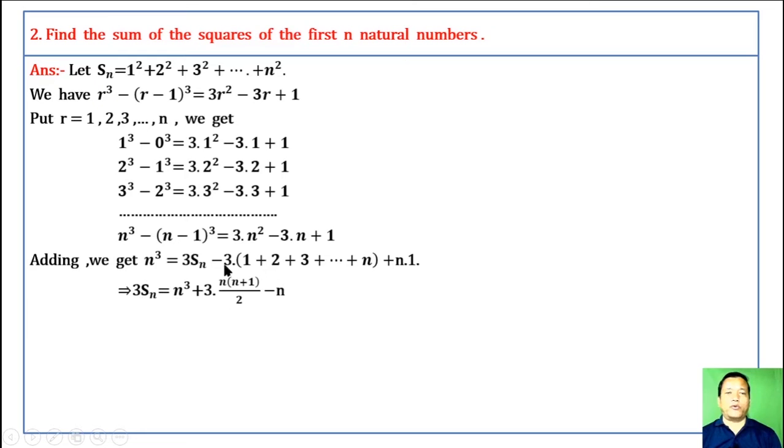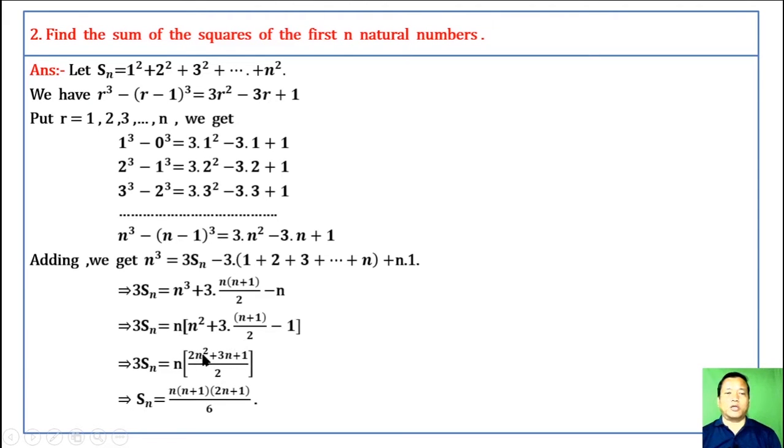Transfer this to this side, we get plus 3 times the sum of the first n natural numbers, which is n plus 1 by 2. Transfer plus n to the left side, we get minus n. Taking out n from each term, we get n times this. Simplifying within the bracket, we get this. Factorize the numerator, we get these two products. And dividing by 3 on this side, we get this, which is the sum of the squares of the first n natural numbers, that is n into n plus 1 times twice n plus 1 by 6, which is the sum of the squares of the first n natural numbers.